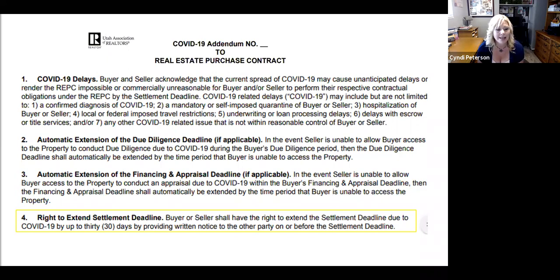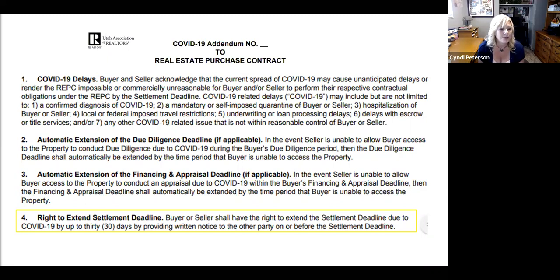Automatic extension of the finance and appraisal deadline, if applicable, of course, is the same situation. The finance appraisal shall automatically be extended for the time period that the buyer is unable to access for the same exact reasons. So if it was 7 days that the seller said you can't come in, or 10 days, it would automatically extend. However, like I said, you want to make sure it's in writing. If an agent is sending you information saying the seller doesn't want you in there for a week or whatever, make sure it's by email or something in writing that you can show to keep track of things in case it goes south or something goes wrong.